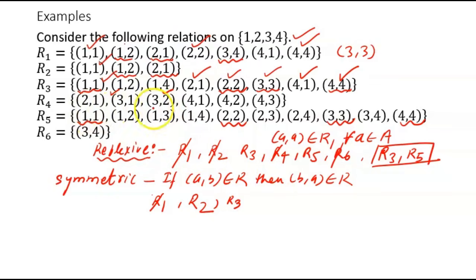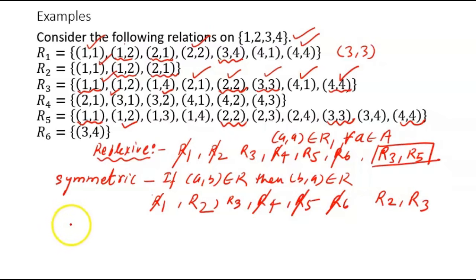What about R4? So (2,1) is there but (1,2) is not there. So R4 is not symmetric. See, once we get one such pair for which (a,b) and (b,a) both are not there, then we don't check the others. So clearly here (2,1) is there, but (1,2) is not there, so I don't check the others, it is not symmetric. What about R5? In R5 (1,2) is there, but do we have (2,1)? No, we don't have (2,1). So R5 is also not symmetric, and clearly R6 is not symmetric because (3,4) is there, but (4,3) is not there. So R6 is also not symmetric, right? So only two of them are symmetric, that is R2 and R3.